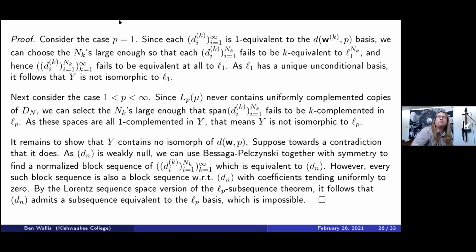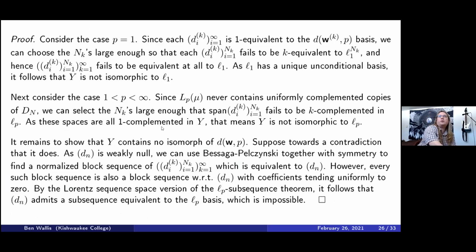the Lorentz sequence spaces. Okay, let's see, how many slides should I go through for this proof? Yeah, I don't think I'm going to go through this proof. I don't think we have time. But I think it's being recorded, so if you want to go back and pause the recording or just look at the paper, you can see.